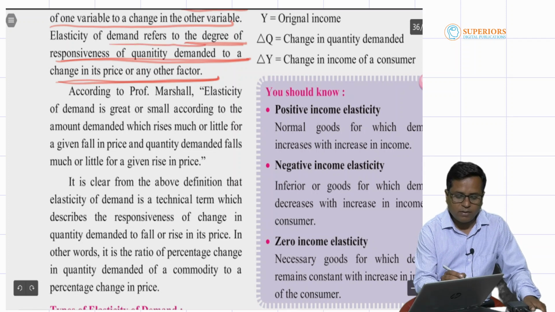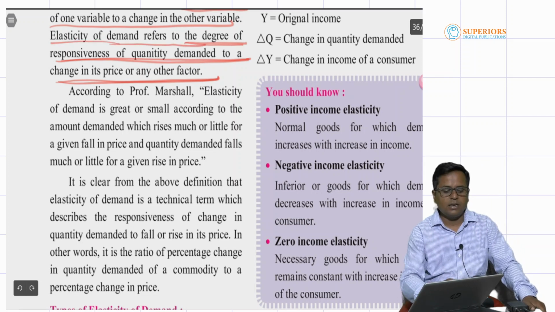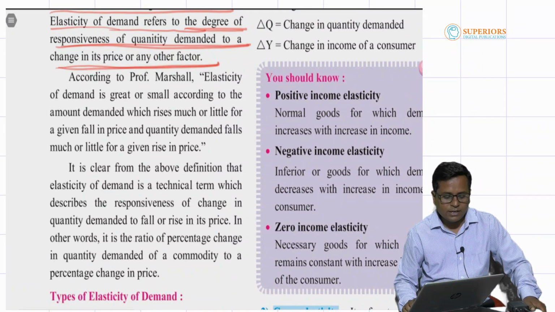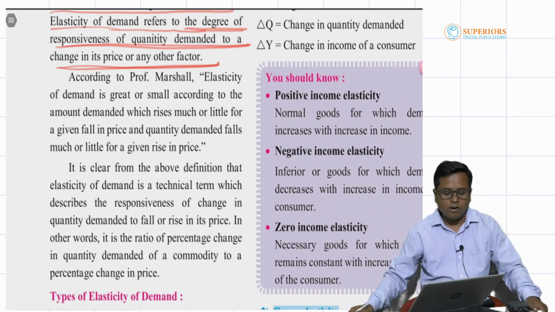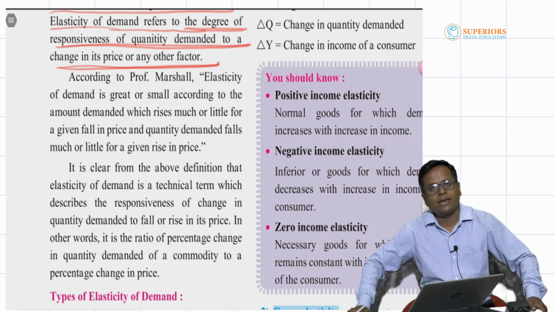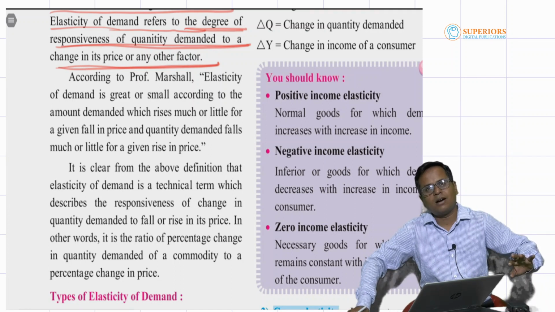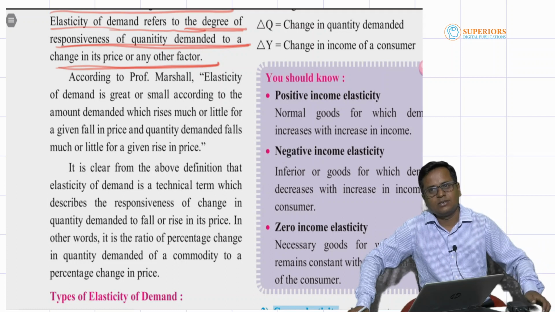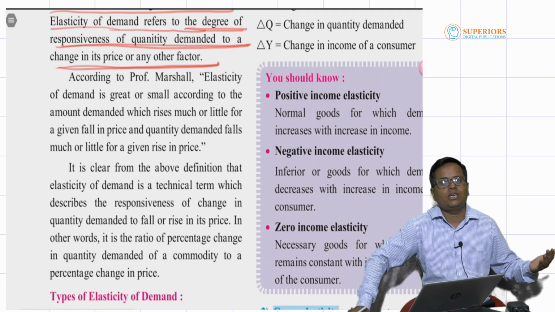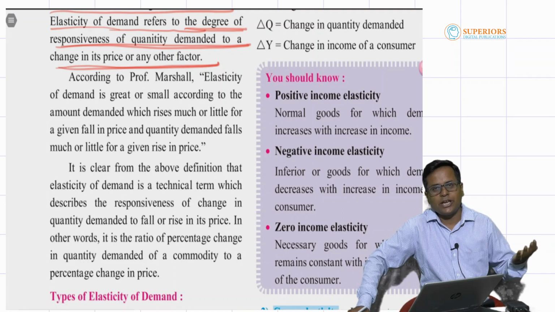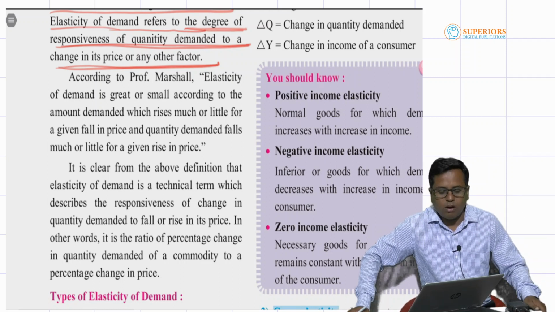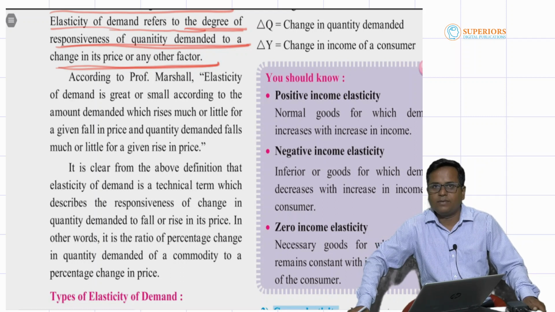Elasticity of demand refers to the degree of responsiveness of quantity demanded of a commodity to a change in its price or to the change in any other factors. In simple words, we can say that elasticity of demand is the extent to which demand changes due to change in its price or due to change in any other factor. So this is the general definition of elasticity of demand.